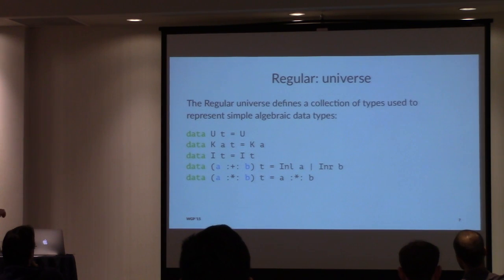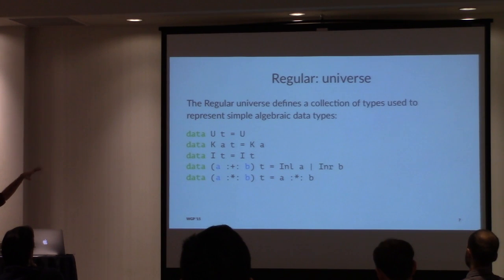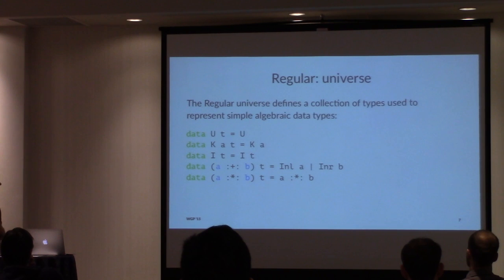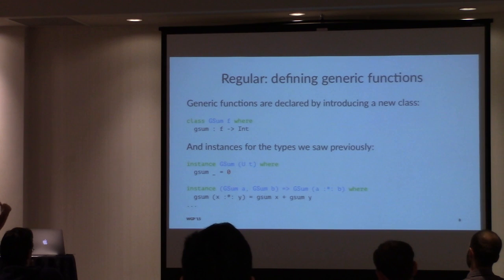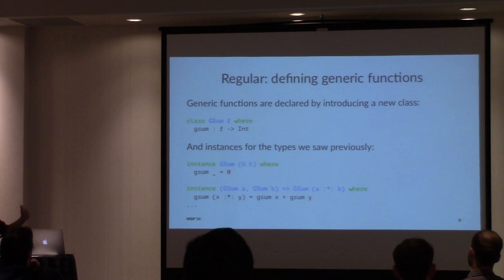So the regular library, at its heart, has the usual sum of products representation of data types. So you have a few type constructors like U for unit, K for constant types, I, which refers to recursive occurrences of types, and sums and products. If you want to define a generic function, you typically do this by defining a class. So I might define a class called gsum, where I want to define a function gsum with small g, which takes some value f and then sums up all the integers in that structure and produces an integer.